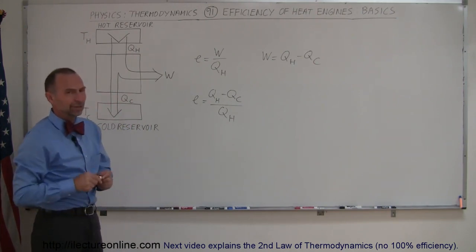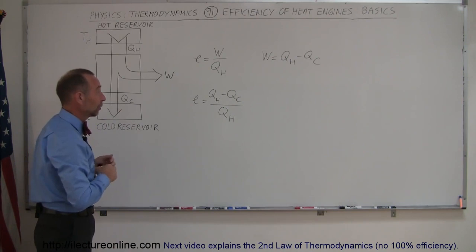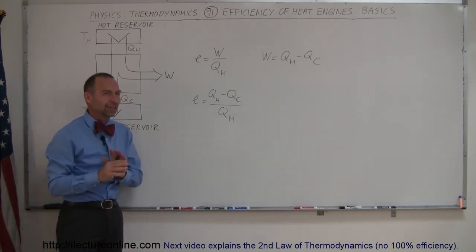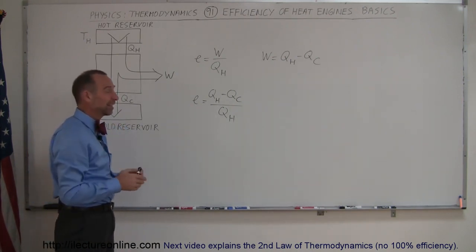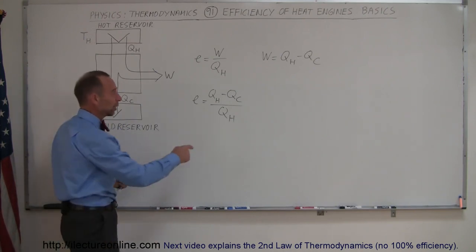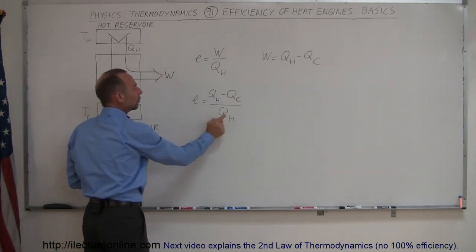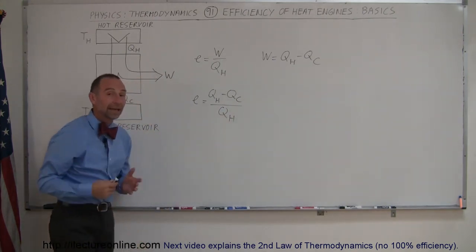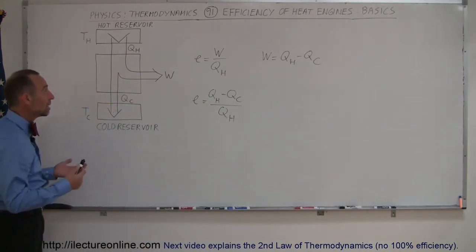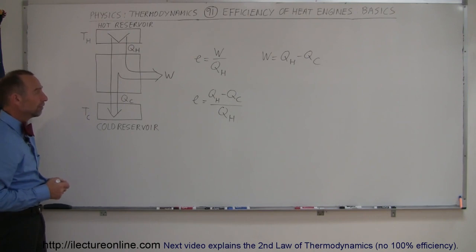And as we will learn later in thermodynamics, with the second law of thermodynamics, the efficiency can actually never be equal to 100%. It always has to be less than 1. In other words, Q cold is never 0, so this quantity right here will always be less than Q hot. And so that's the basics of the heat engine and the efficiency of a heat engine.